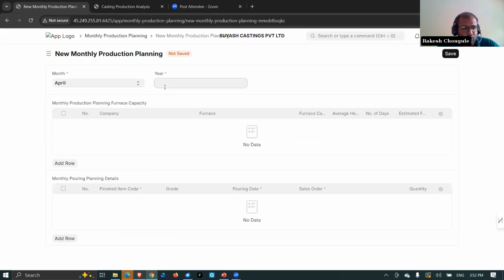I will show you production planning. In production planning, we have covered all the areas, like production planning based on the sales orders of the customers, then material requirement planning. In the pattern master we have configured the casting item and its grade, so material requirement planning can also be done from this.